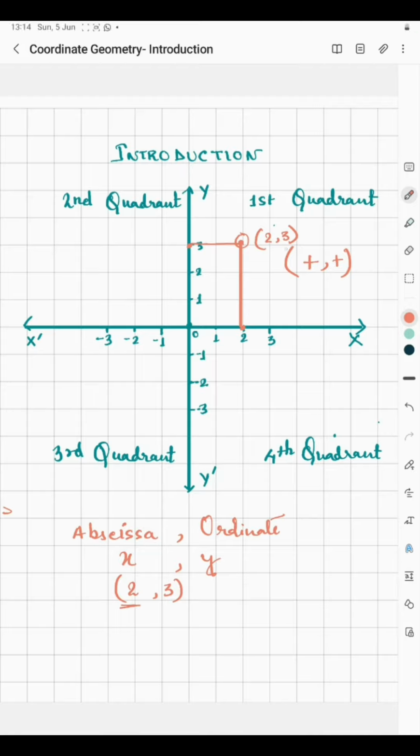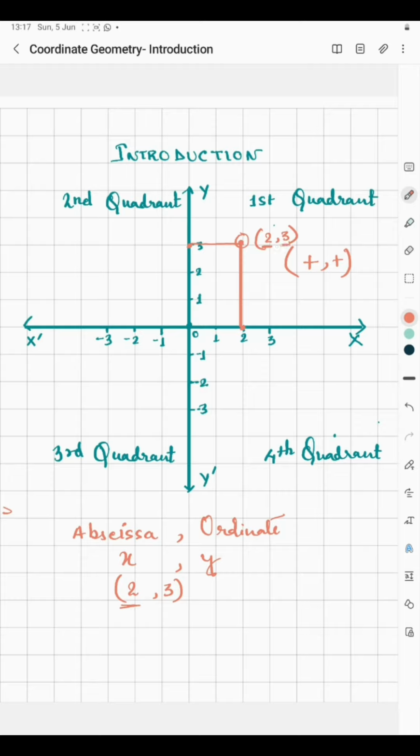Remember that we always write abscissa first. That means we'll write the value of x first and then we'll write the ordinate, the value of y. Like here we have the value of x first and then the value of y.